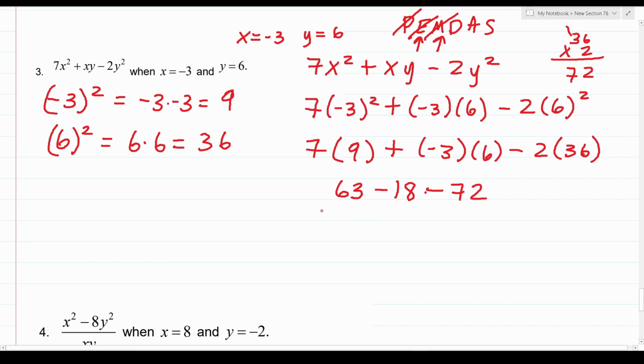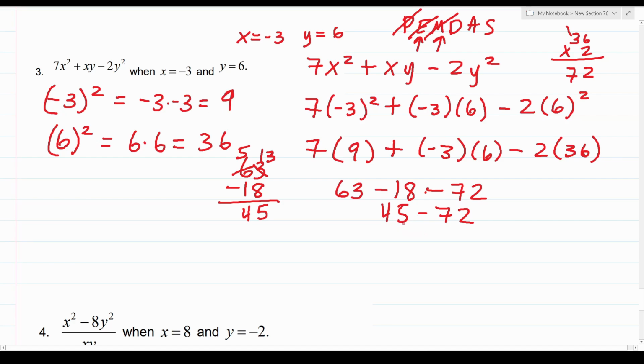So I'm going to do 63 minus 18 to start. 3 can't be subtracted by 8, so we have to borrow. This becomes 5. This becomes 13. 13 minus 8, well, that's 8, 9, 10, 11, 12, 13. That's going to be 5. 5 minus 1 is 4. So 63 minus 18 is 45 minus 72.